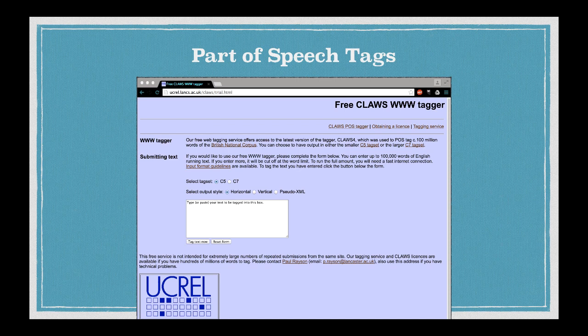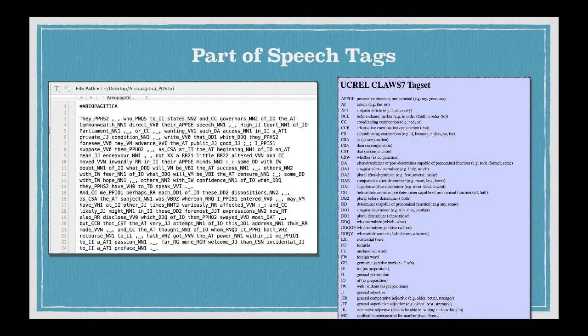NLTK has a part of speech tagger, but I have found through trial and error that it doesn't actually work very well on Milton. This one works a little better. This is the CLAWS tagger, from the University of Lancaster. It was used to tag the British National Corpus, which is about 100 million words of mostly 20th century English. So it still struggles a little bit when it gets to 17th century English, but it did a much better job with Milton than some of the other taggers that I looked at.